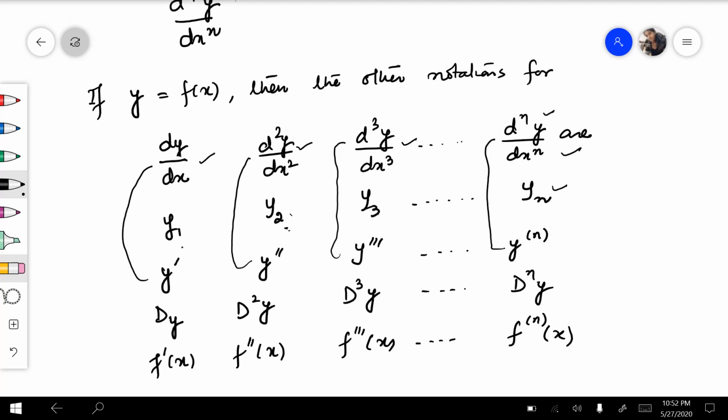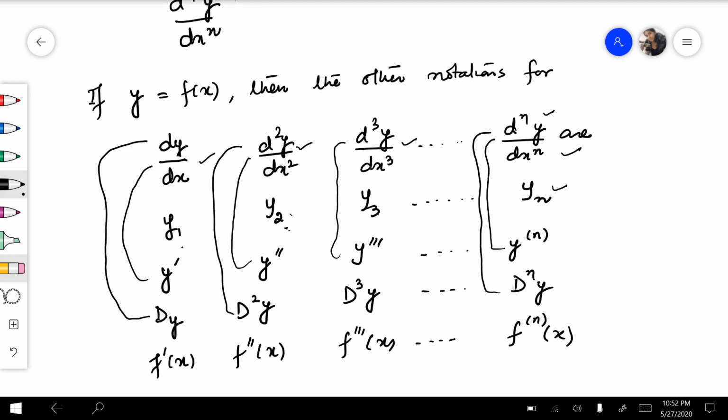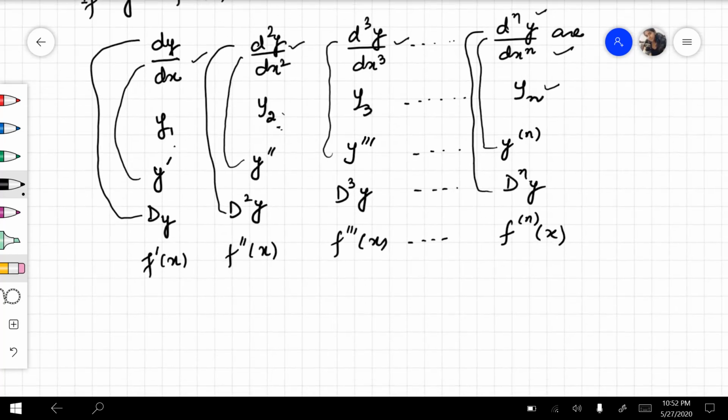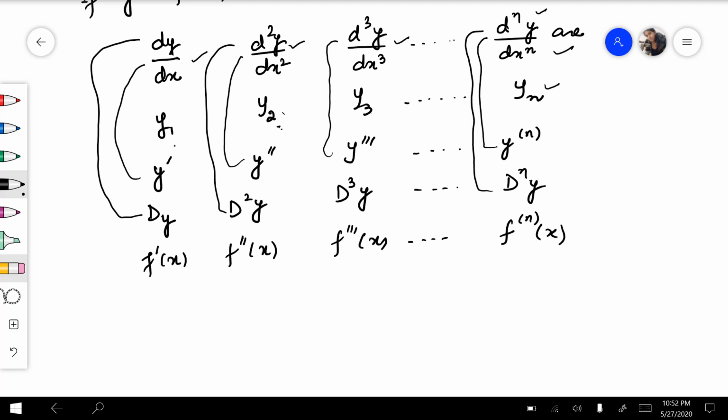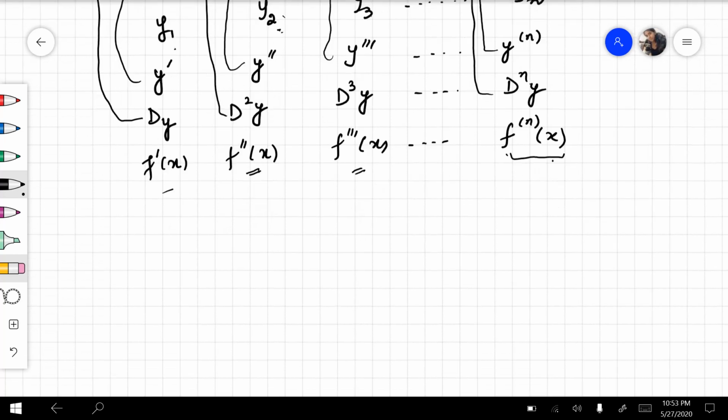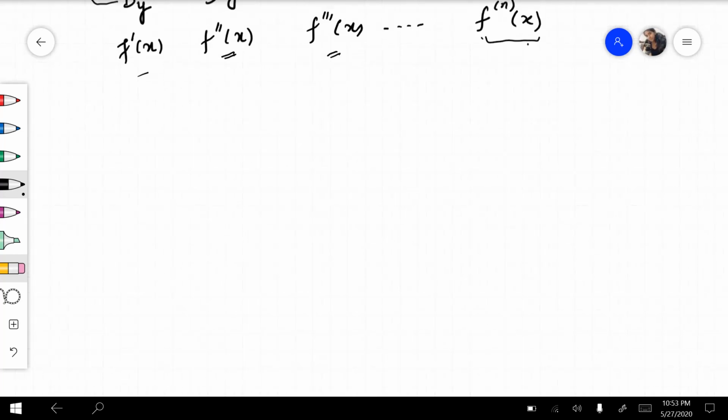Or the first order derivative is also denoted by capital Dy. The second order derivative is denoted by D2y, where D is capital, and so on. The nth derivative is denoted by D raised to power n y. And we have one more notation, that is f dash x, f double dash x, f triple dash x, and so on. This represents the nth derivative of f with respect to x. So let's consider certain questions to find out the derivatives more than first order.